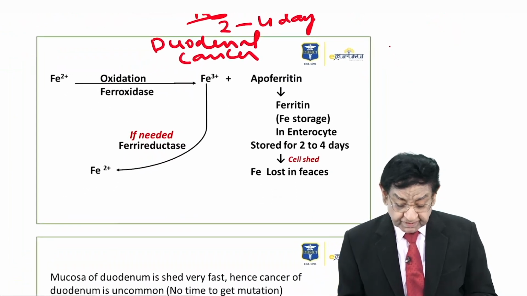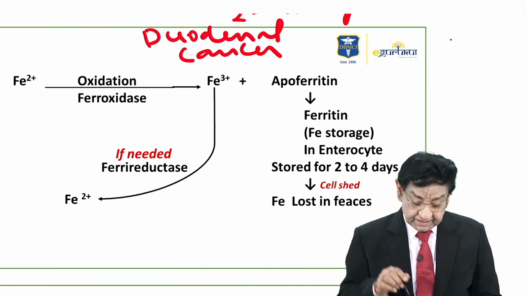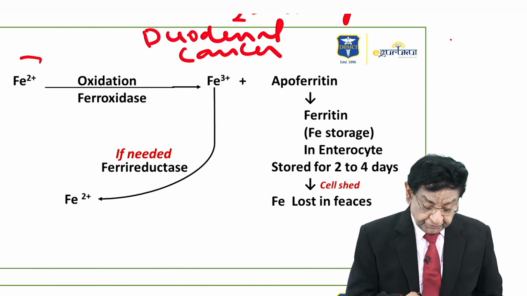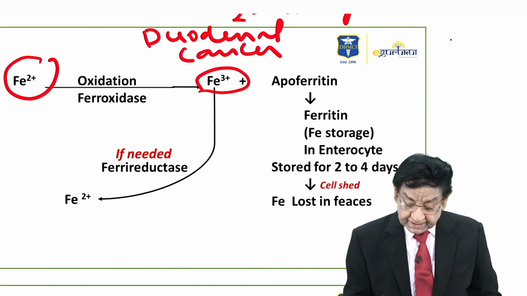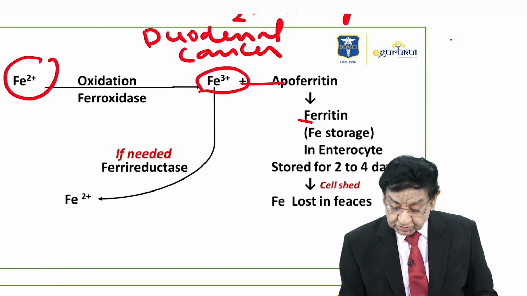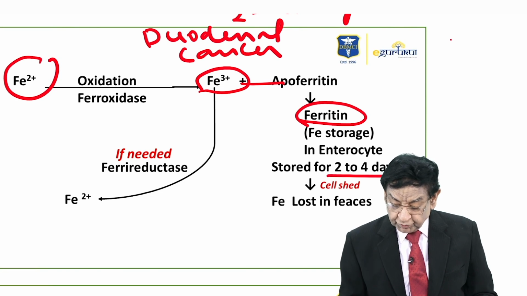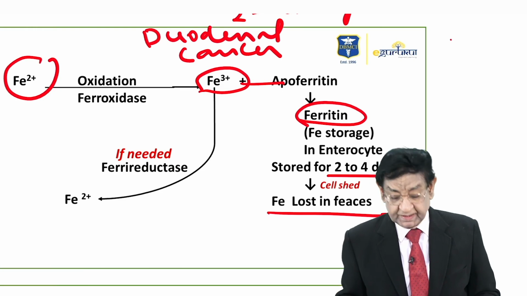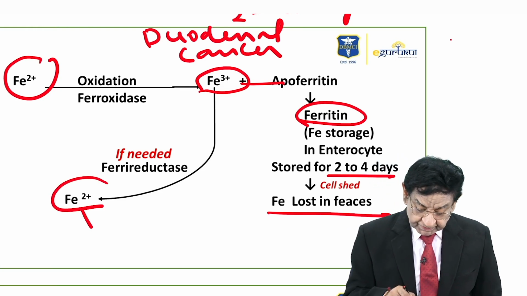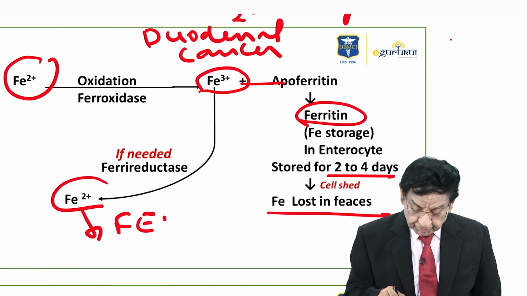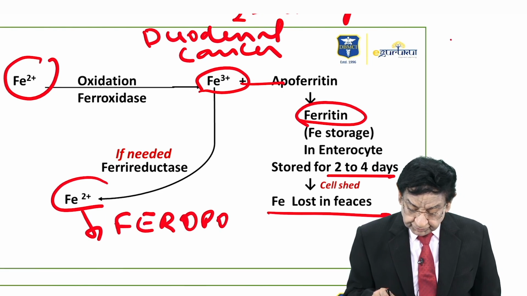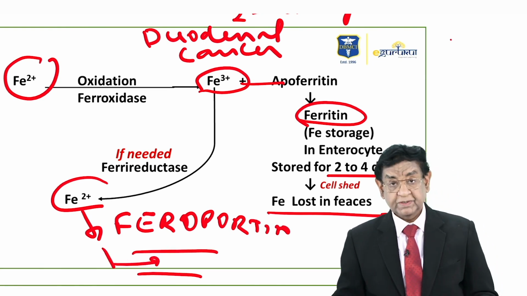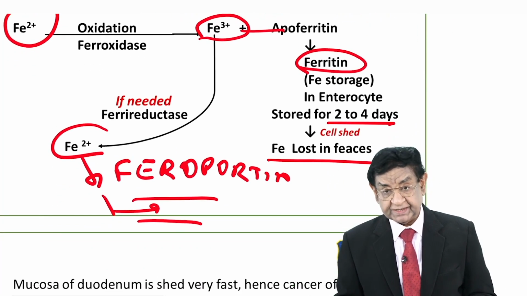So this is a lovely summary of what I discussed in the previous slide. In the enterocyte, ferrous is again converted into ferric, gets attached to apoferritin, and is stored in the form of ferritin for 2 to 4 days. If not needed, it is shed and goes out in feces. But if it is needed again, it will be converted into ferrous, and that will be absorbed via ferroportin, and it will enter the blood vessel. This is the summary of what we discussed in the previous slide, right?